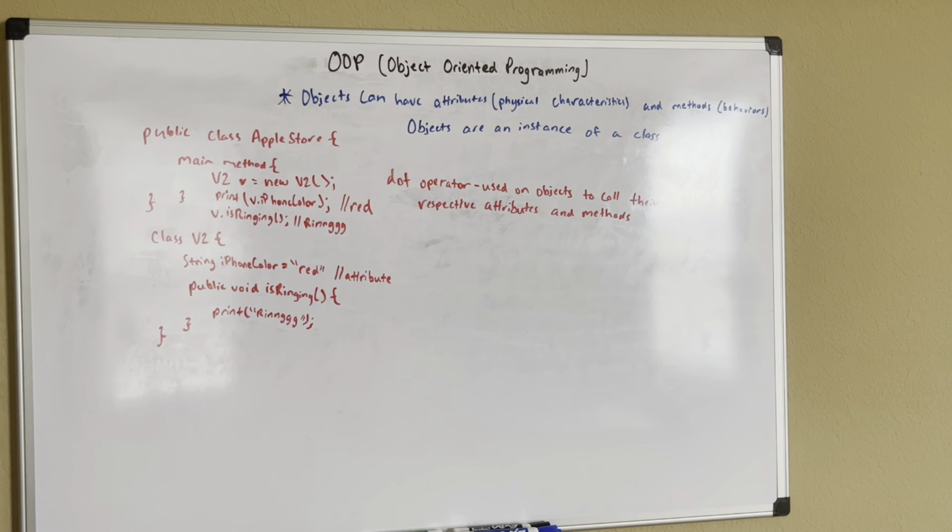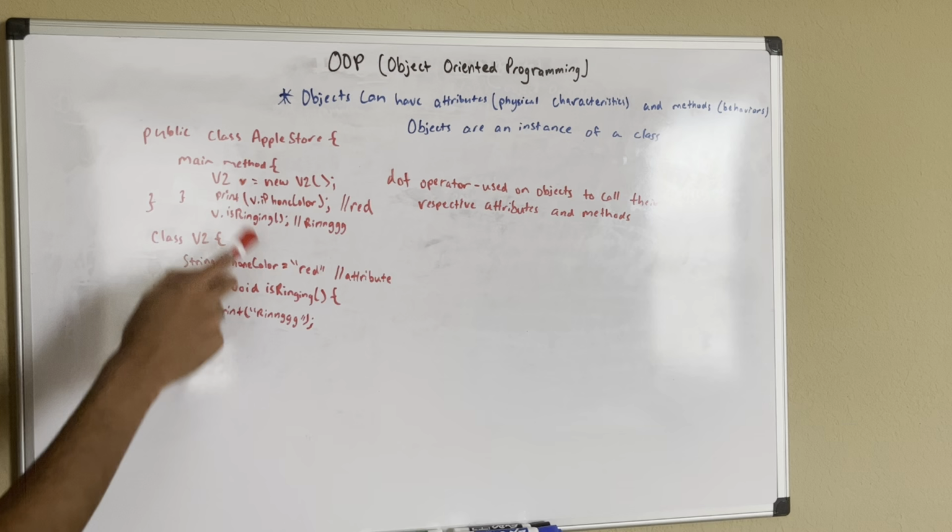That's what's going to print out. So I hope that makes sense. That's kind of how object-oriented programming works. So we're using the dot operator to call our object.